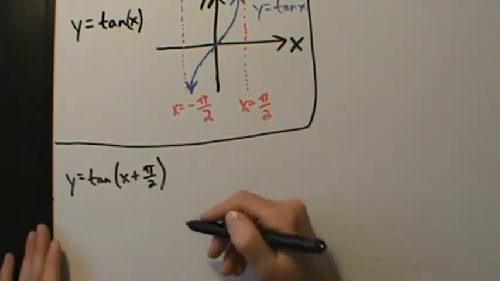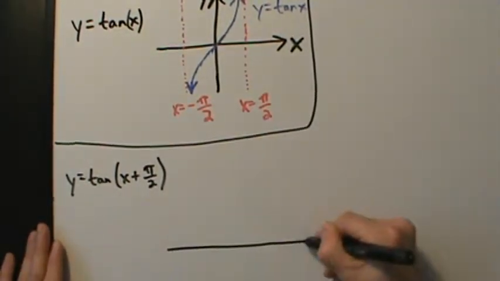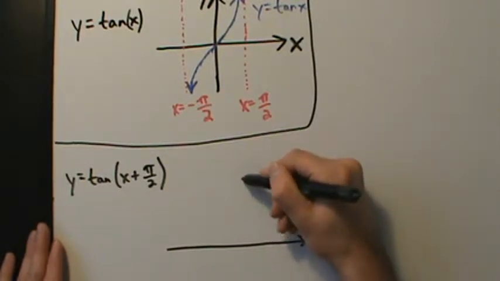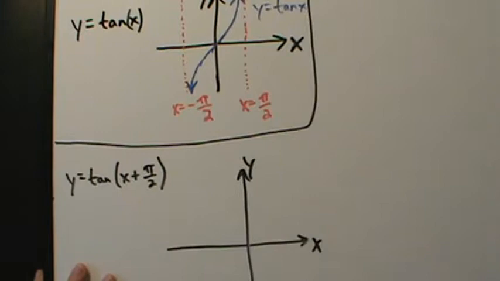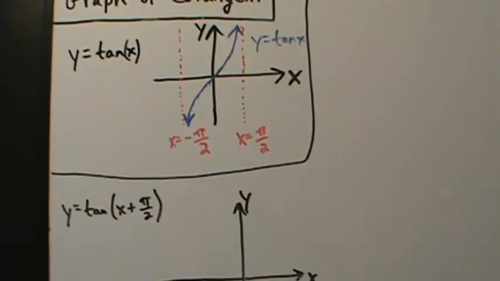So here is going to be our x-axis. Here's our y-axis. Move that over a little bit. Now the asymptotes are going to move with it, which is kind of nice because it gives us a little guide to work with.